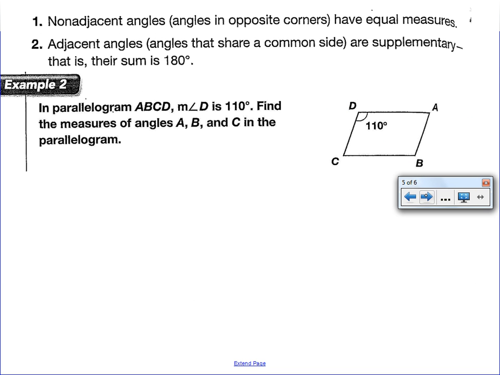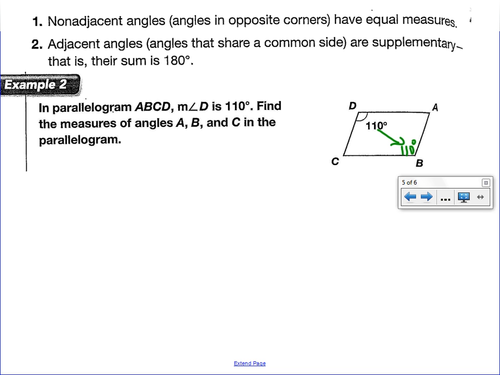So, in parallelogram ABCD, the measure of angle D is 110 degrees. Find the measures of angles A, B, and C in the parallelogram. There's one angle that we can find without doing any work whatsoever, and that is the angle that is opposite of angle D. The angle opposite of angle D is angle B, and it has to be equal. So I know without doing any work that angle B measures 110 degrees.